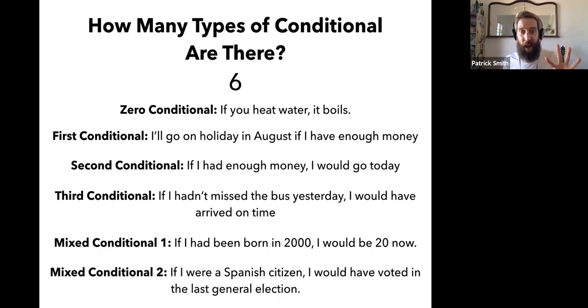And the second type is basically the same idea, but reversed. So this time we've got the if clause in the present. If I were a Spanish citizen, "si fuera español, habría votado", I would have voted in the last general election. So, don't worry guys, we're going to look at all of these in much more depth. This is just to give you a flavor of all the different conditionals. So, count them up guys, 6 in total. Crazy, all righty, let's go.